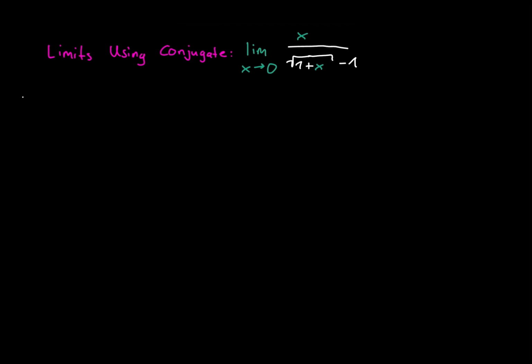Today we solve a limit using conjugates, but this time the square root is in the denominator. We want the limit as x approaches 0 of x divided by square root of 1 plus x minus 1. As always, we start with direct substitution.